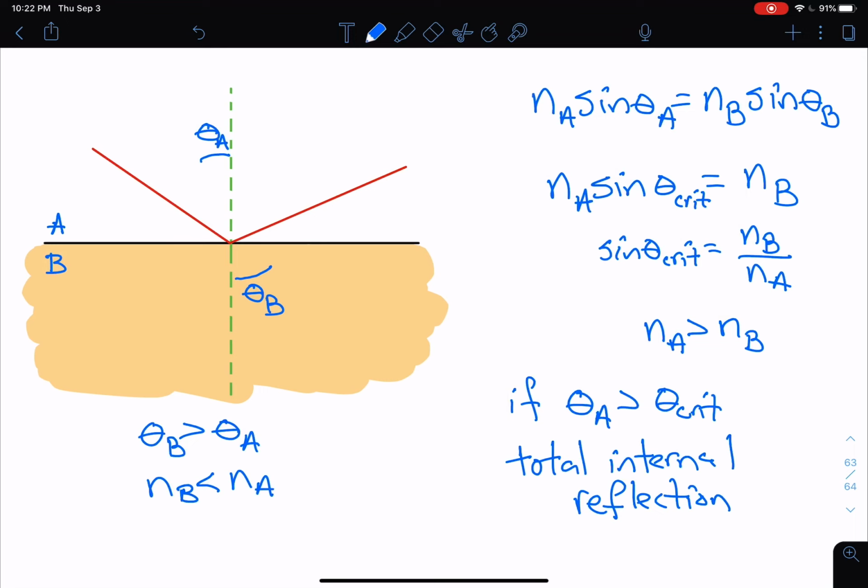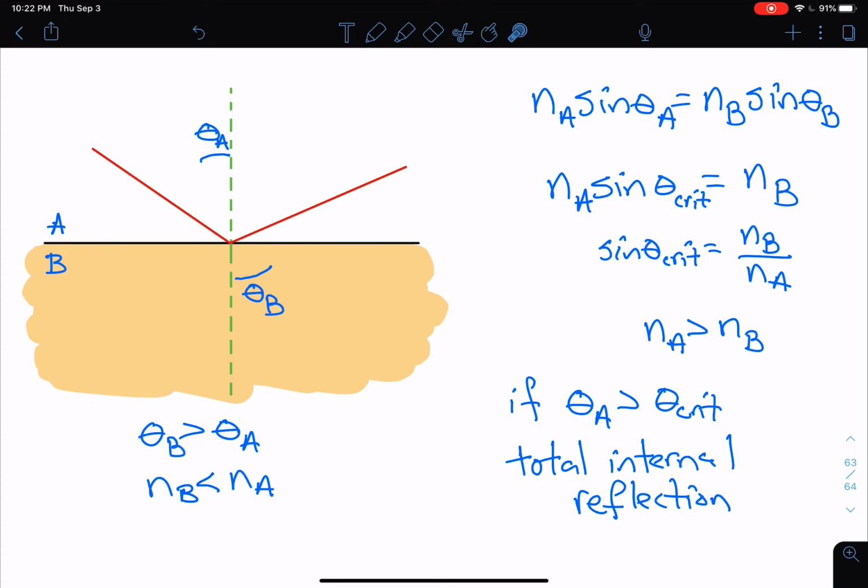If you go in a swimming pool and you go underwater and you look up, you will see total internal reflection from down below. You'll see it right at the interface between the water and the air. You'll notice that you're getting total internal reflection there.